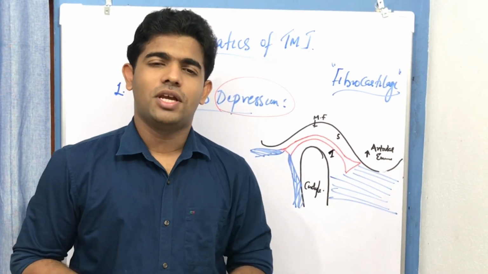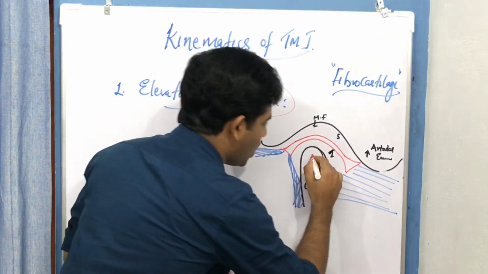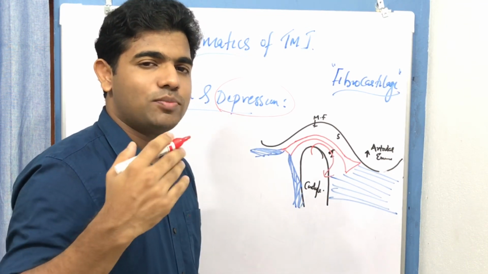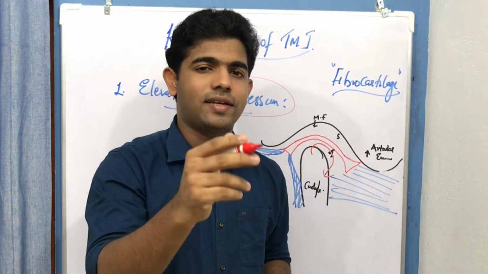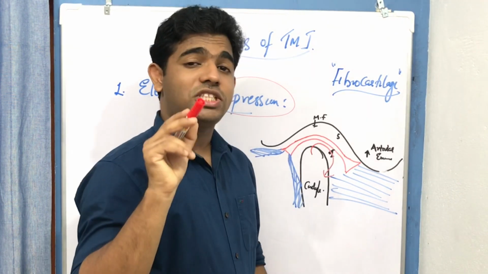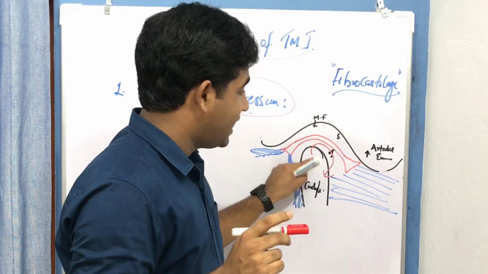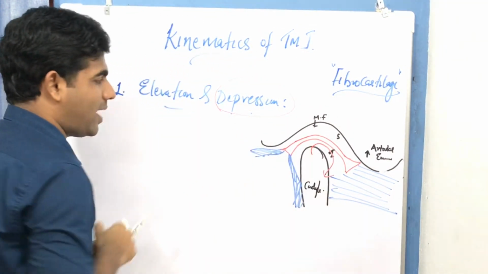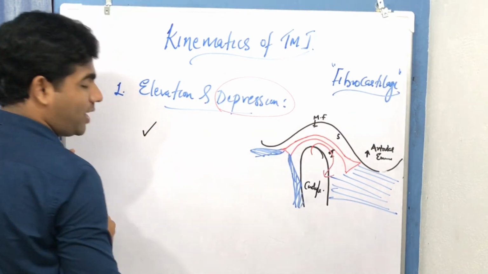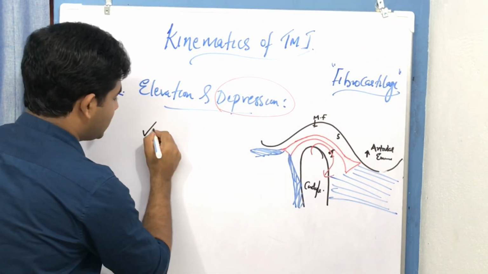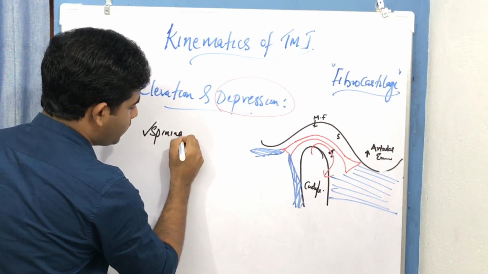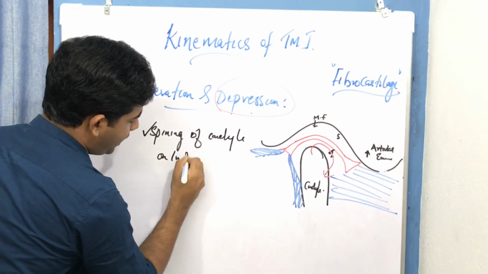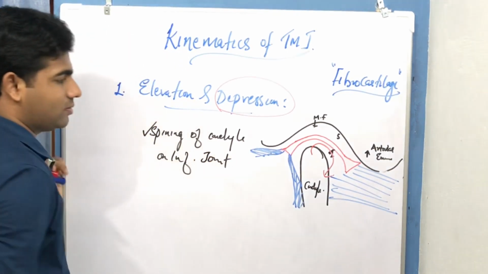What motion? Your mandibular condyle will spin in a clockwise direction. Your mandibular condyle will spin anteriorly, right? Anterior spinning of the mandibular condyle is the first movement when you open your mouth. So when we are going for a mandibular depression, the first movement is the spinning of the condyle on the inferior joint of the mandible.